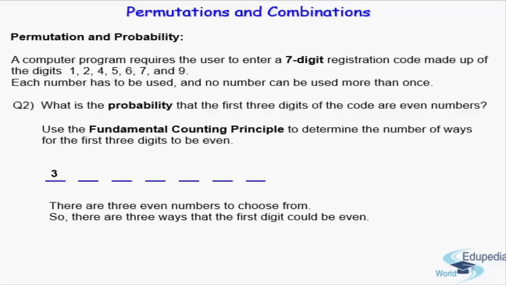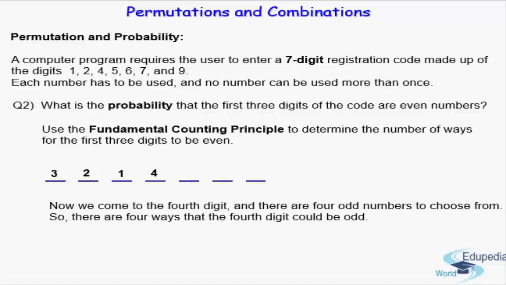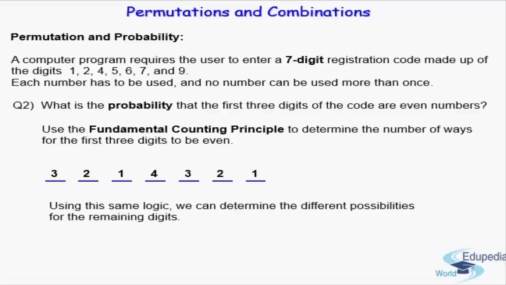Of course, there are 3 numbers that can fit in the first spot. After that is done, there are 2 in the second, then there's 1 in the third one. After this is done, we come to the 4th digit and there are 4 odd numbers to choose from. So there are 4 ways that the 4th digit could be odd, and of course then there's 3, 2, 1. These are not the numbers, these are the number of numbers that can fit in this particular situation. The number of even numbers that can fit in the first one is 3. Once that is done, the next one is going to be 2, and the next one after that is going to be 1, because you only have 3 even digits.